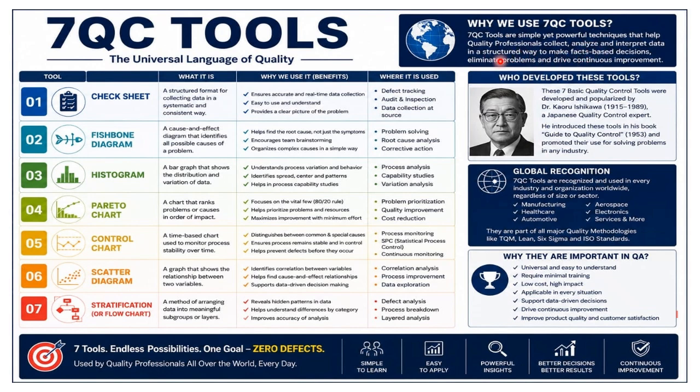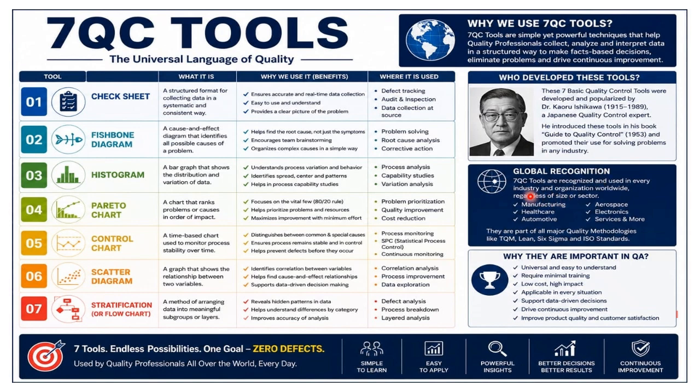Instead of making decisions based on assumptions, these tools help us identify the actual root cause of problems and improve processes using facts. On the right side, you'll also notice the founder section. These tools were popularized by Dr. Kaoru Ishikawa, a Japanese quality expert who made quality problem solving simple and practical for everyone, from operators to quality engineers and top management. Below that is the global recognition section.